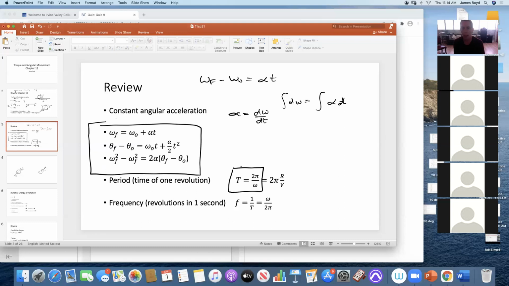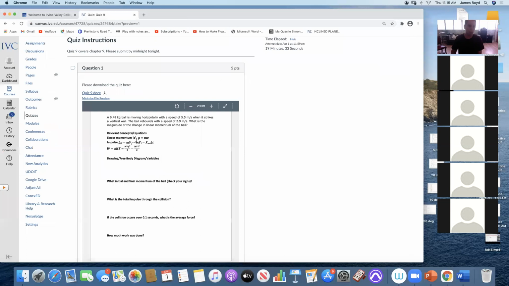A top may spin at 0.01 seconds. It's the time it takes to make one revolution. The frequency is the number of revolutions in a second. So it's the inverse of the period. Just so you know, those are just definitions we may need for something we're doing. So let's go to the homework really fast.